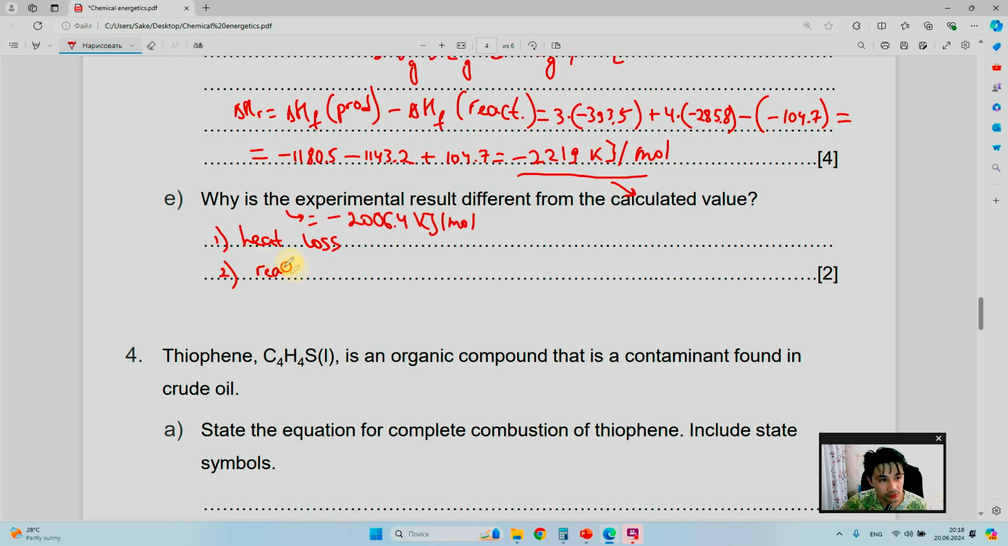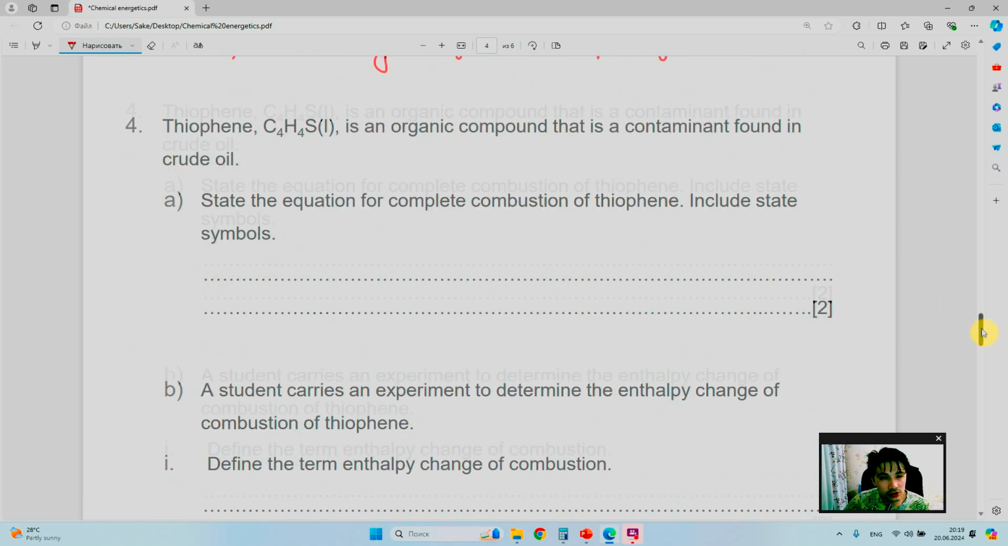So reaction may not undergo completely. And these 2 points are very important, and they play a key role in that difference. Alright, let's move on to the next question.